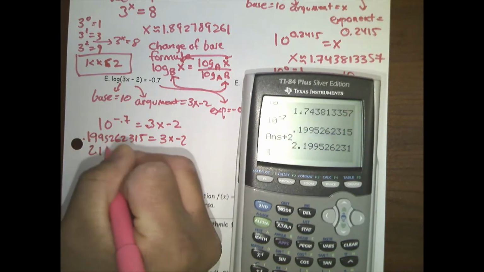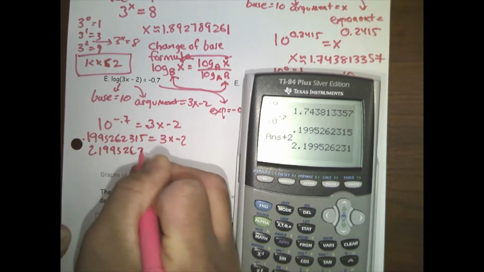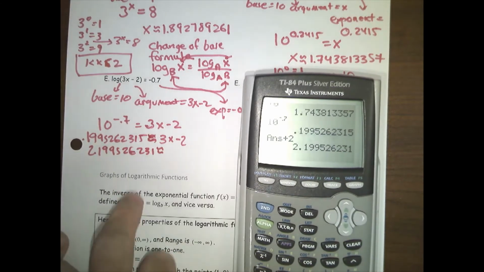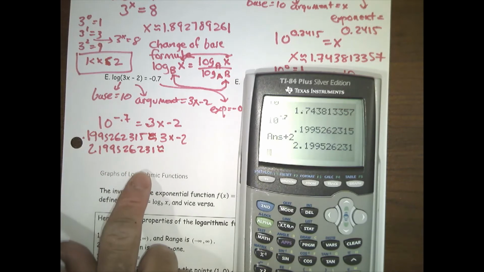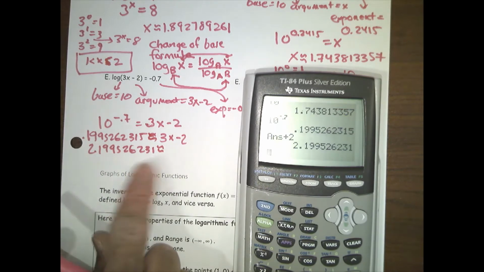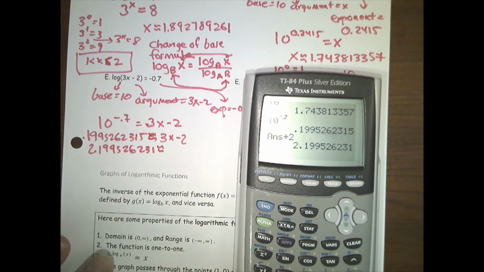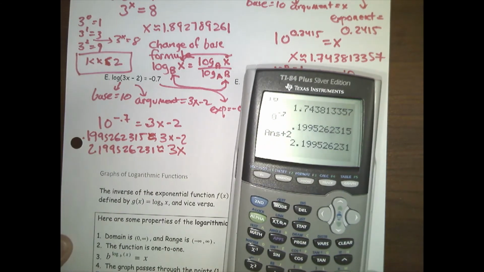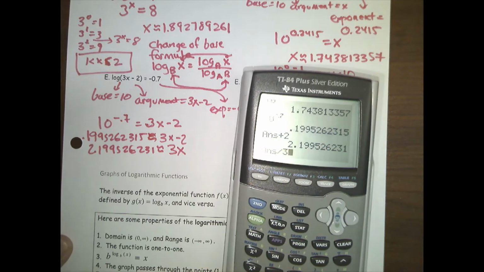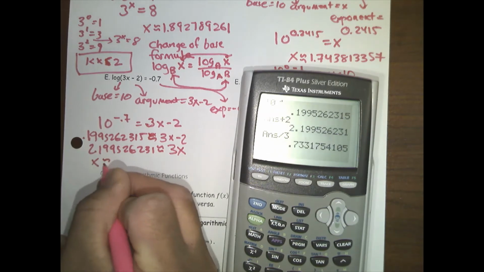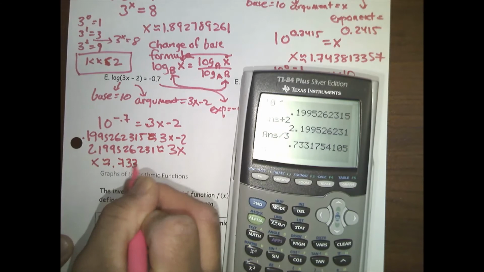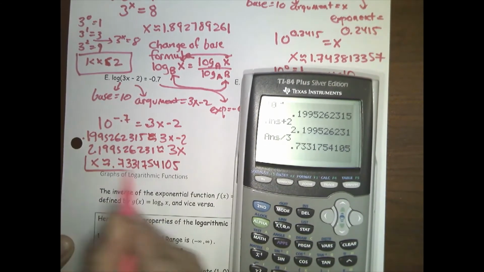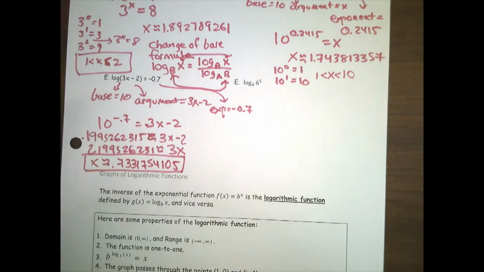So 2.199526231. Again, this is an approximation because you went ahead and you did the decimal early, but that's okay as long as you write out every digit until the final answer. So that's 3x, and then if I divide by 3, I get x is approximately 0.7331754105. All right, there you go.